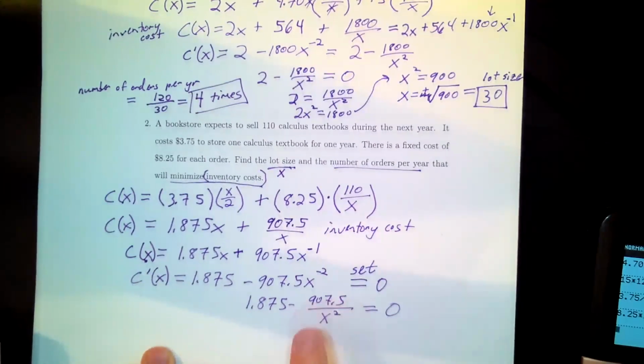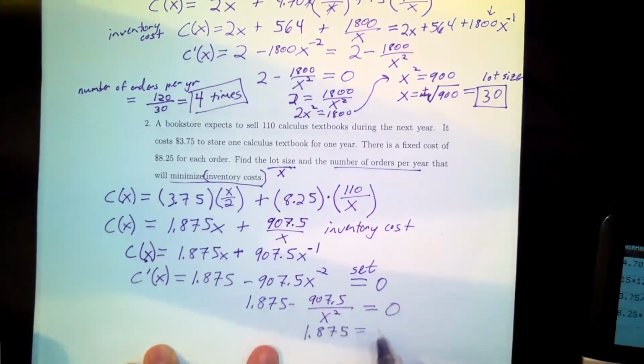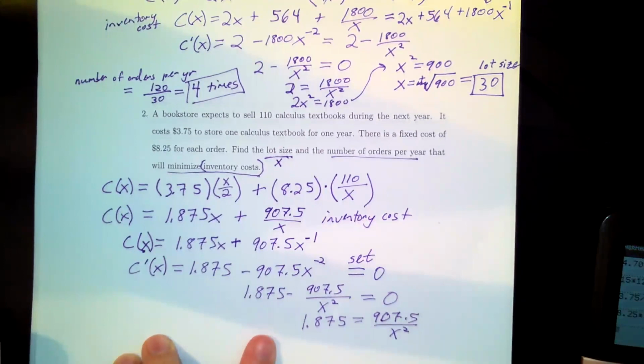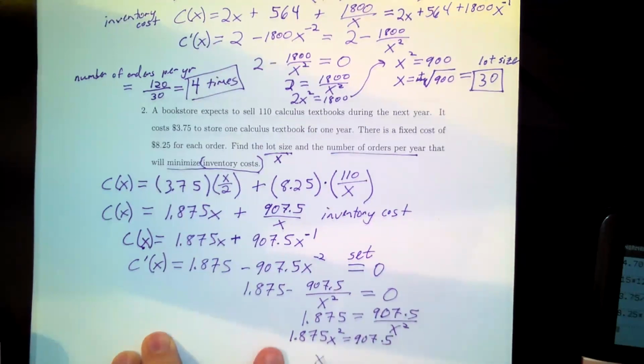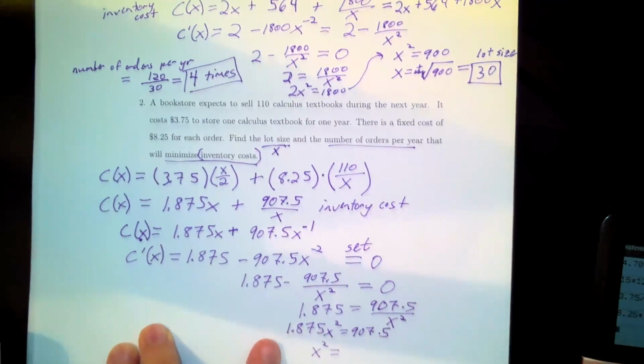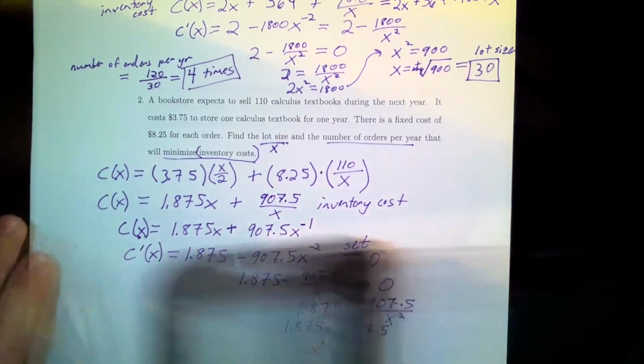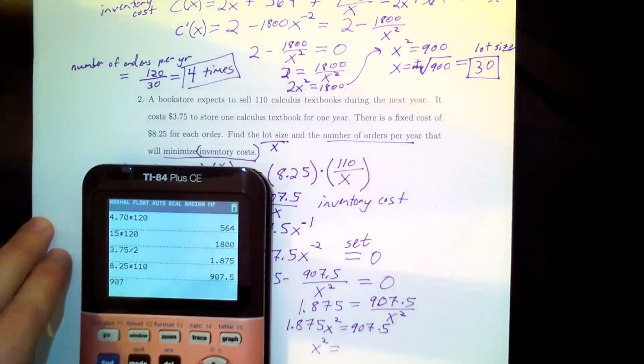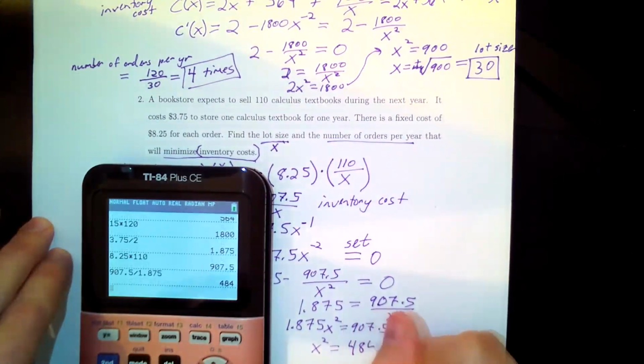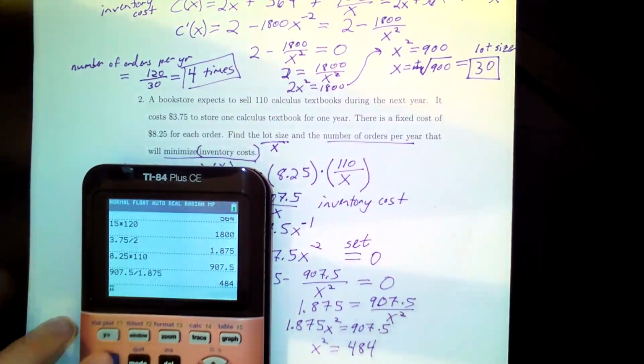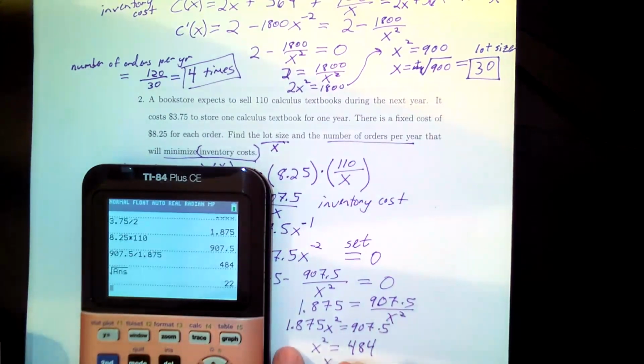Now I'm going to solve for x. Let's take this term and add it to the other side. Multiply both sides by x. Divide both sides by 1.875. So 907.5 divided by 1.875, and I get 484. Now, if you square root that, you get a nice solid value of 22.